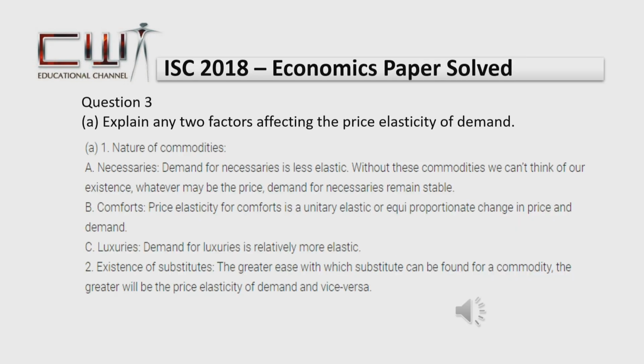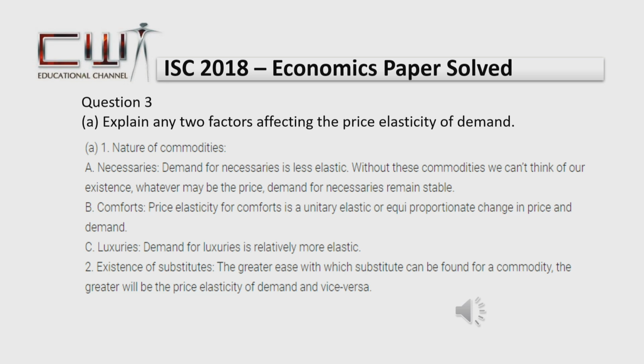Explain any two factors affecting price elasticity of demand. The two factors are nature of commodities and existence of substitutes. Under nature of commodities, in case the commodity is a necessary item, the demand for necessary items is less elastic. Without these commodities, we cannot think of our existence. Whatever may be the price, demand for necessities will remain stable.